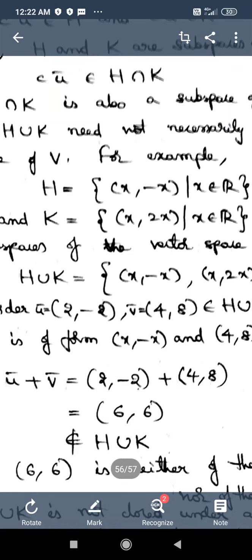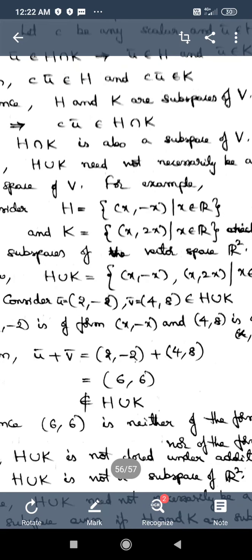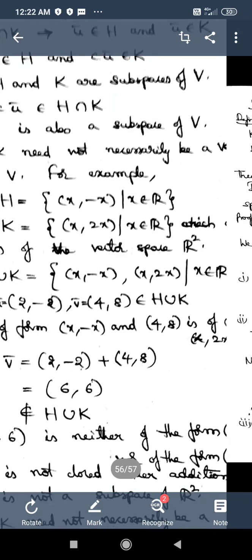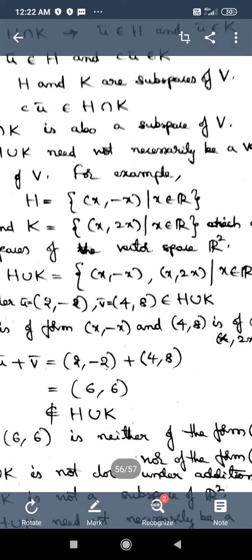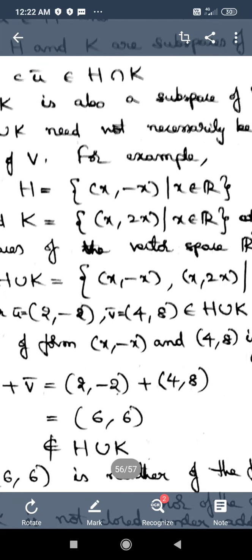We can see that u bar is of the form (x, -x) and v bar is of the form (x, 2x). Here we have seen that H union K consists of both types of ordered pairs, (x, -x) and (x, 2x). For that reason, when I need to choose two vectors from H union K, I have taken one in the form (x, -x) and the other in the form (x, 2x).